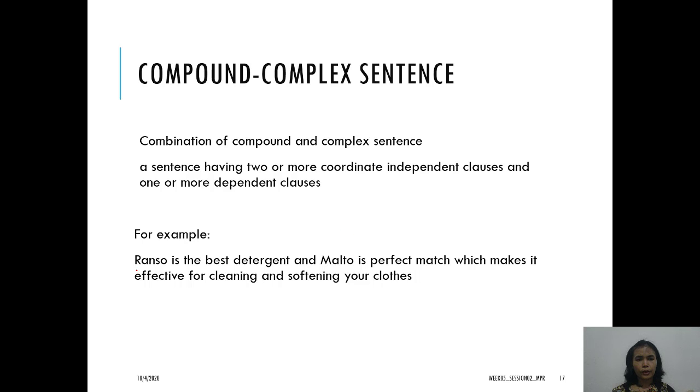For example, this one: Ranso is the best detergent. So this is one independent clause. Molto is the perfect match. And is used to indicate that this is a compound sentence, while which makes it effective for cleaning and so on indicates that this is a complex sentence. So this is the combination of compound, as you see over here, and then which makes it effective is the complex. So this is what we call a compound complex sentence.